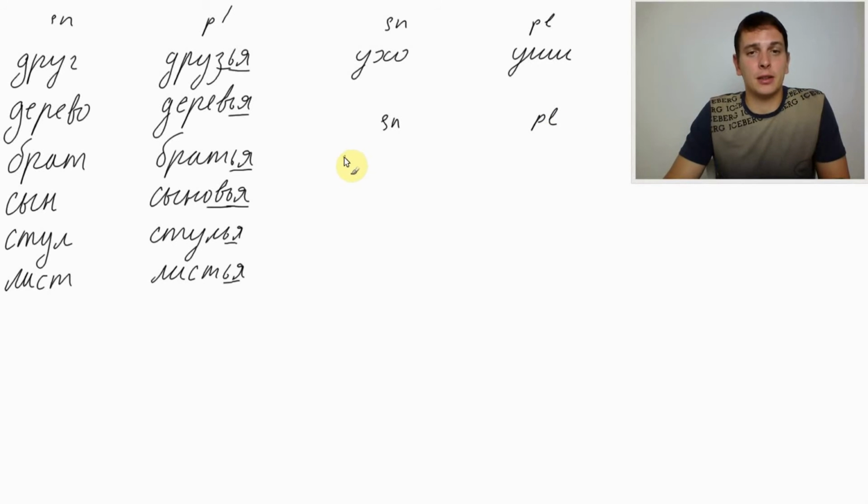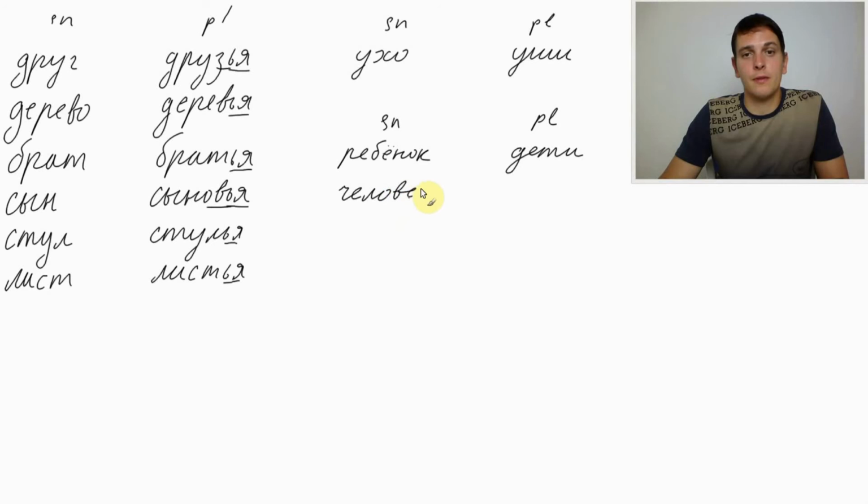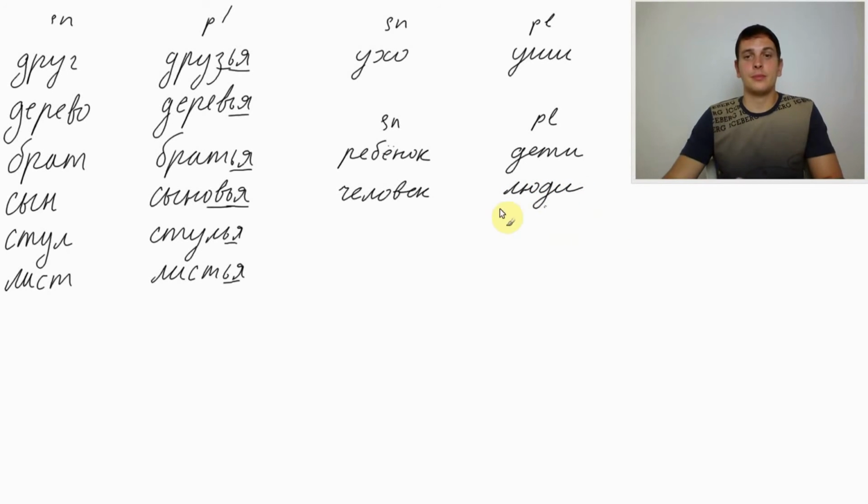Ребенок. Ребенок is child. But children would be дети. Человек. We already learned this. It's human or a person. Человек. And people would be люди. So we got человек is person or a human, and people would be люди. Ребенок, child, and plural дети.